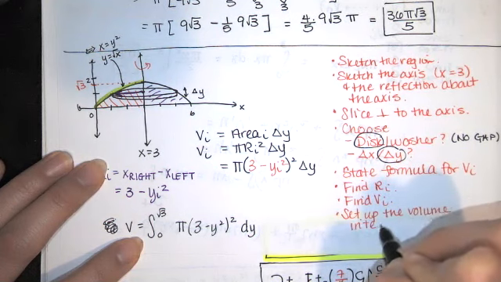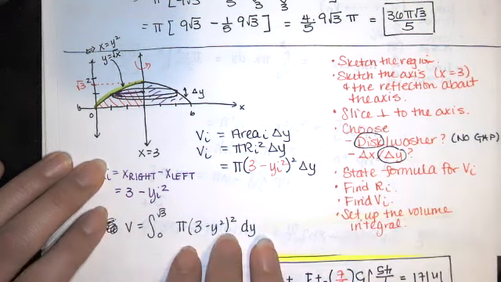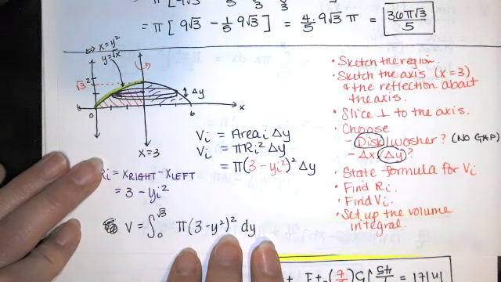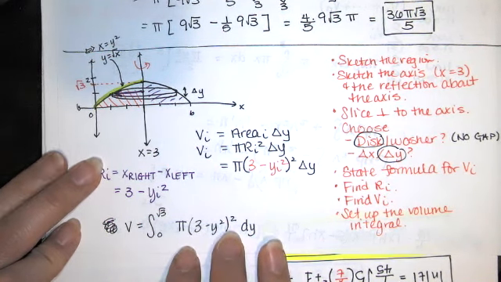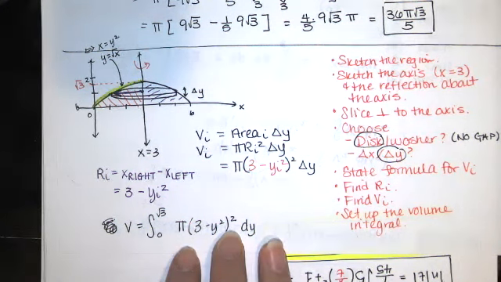Okay, great. Now we just have to evaluate this and use the fundamental theorem of calculus to evaluate this. And then we'll be done with part C and we can go on to part D.